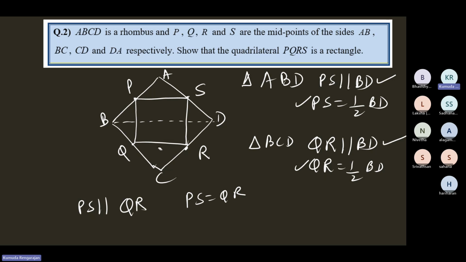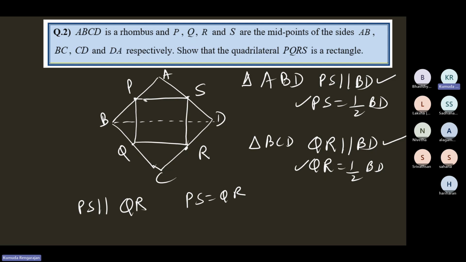Now we just have to prove that one angle is a right angle. So you can either prove this is 90 degrees or this is 90 or this is 90 or this is 90, because you proved it's a parallelogram. Next you'll have to prove that one angle is a right angle. If you prove one angle is a right angle, then PQRS is a rectangle.